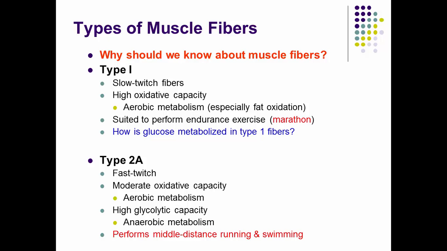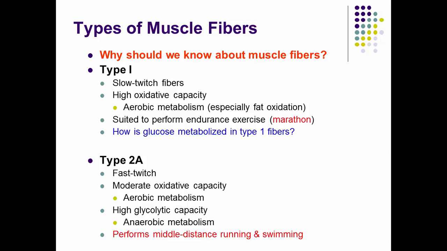Now let's talk about this in more detail. The type of muscle fibers is very important for us to understand better how energy fuels are used by muscle fibers during exercise, and how we can improve exercise performance. So type 1 fibers are the red fibers, right? The slow twitch fibers.